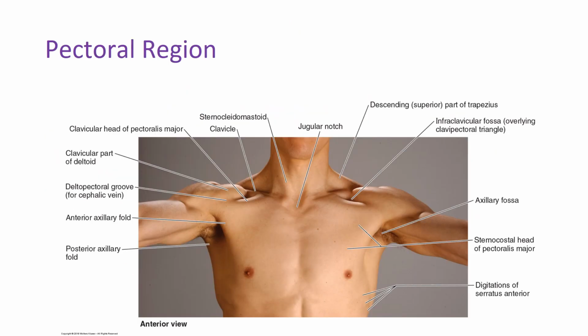Now, getting into the actual material here, we're going to start by defining the pectoral region. So the pectoral region is the region of the anterior chest, and it's going to be bounded superiorly by the clavicle. So the clavicle is the superior border of the pectoral region.